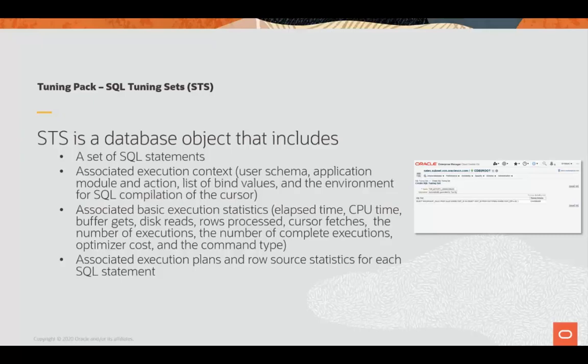It also has all the associated basic execution statistics. That means elapsed time, CPU time, buffer gets, disk reads, the number of rows processed, how many cursor fetches that SQL statement had to execute, the number of executions, the number of complete executions, the optimizer cost, and the command type that was used. All the execution plans and the row source statistics are also included inside the SQL tuning set.